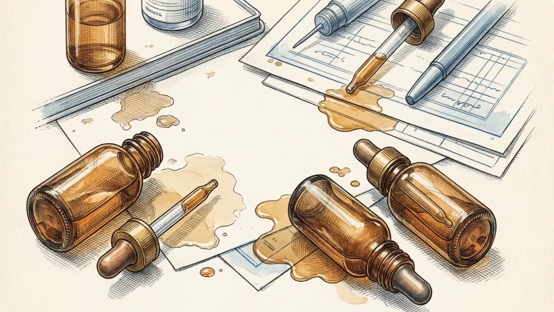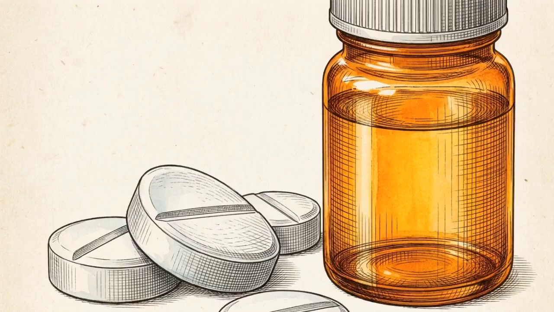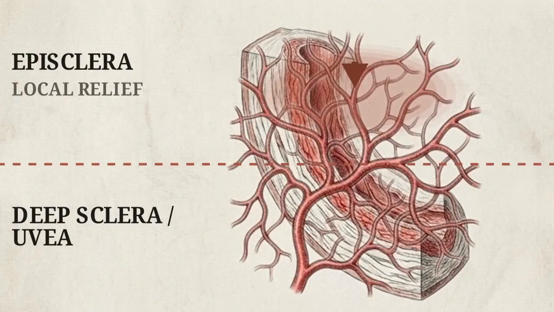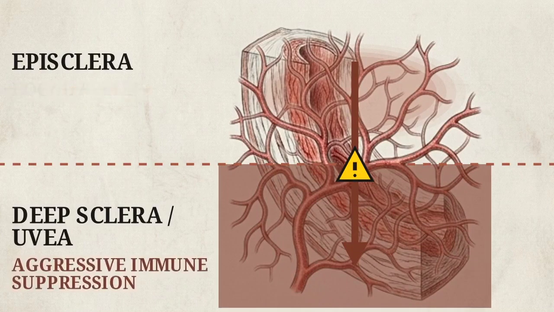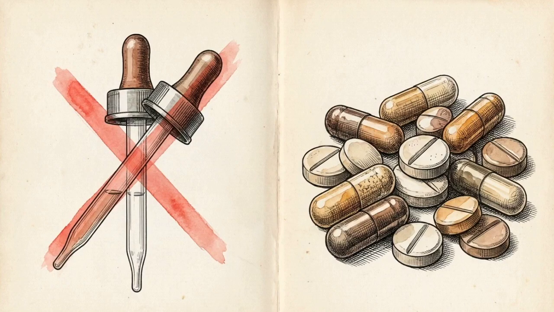For deep, recalcitrant scleritis that ignores topical treatments, we must abandon drops entirely. We escalate to systemic immune suppression, such as 60 milligrams of oral prednisone. Passing the anatomical threshold from the episclera into the deep sclera or uvea demands a complete shift in strategy. We move from local symptomatic relief to aggressive immune suppression.